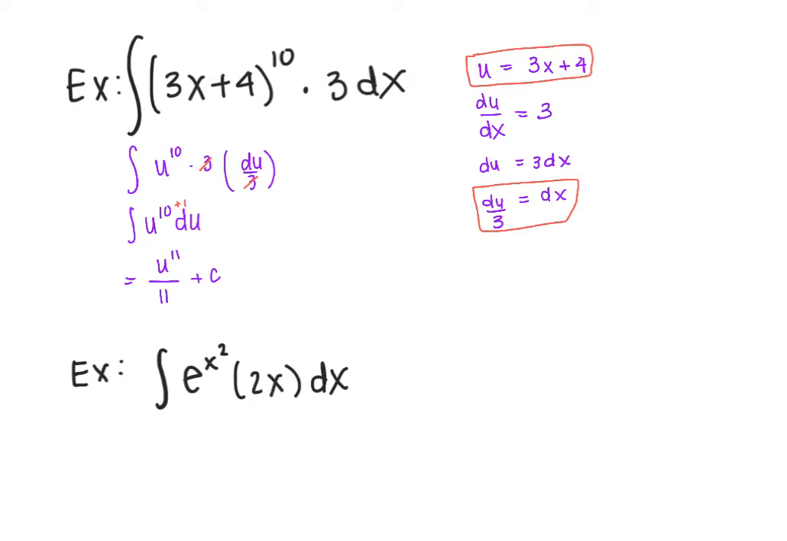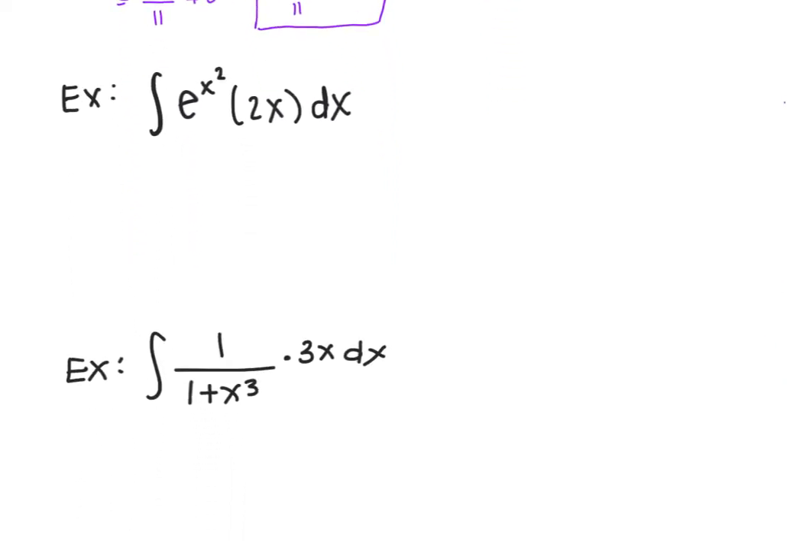And the last thing I'm going to do is plug back in so that I have x's instead of u's. So that's going to be 3x plus 4 to the 11th divided by 11 plus c. And that's your answer. Let's take a look at the next one.